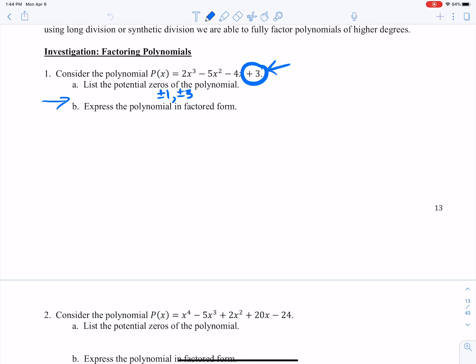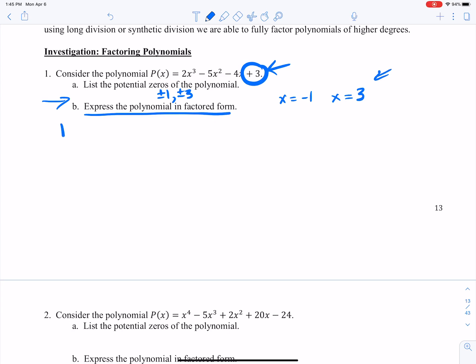Okay, we're back. So, expressing the polynomial in factored form. Again, I could have subbed in +1, -1, +3, -3, and found out which one resulted in 0 from the polynomial. But an easier way to do it was to graph and find out where that graph crossed the x-axis. So I figured out that happened at -1, and that also happened at 3. So I know both of these are factors, because if they're zeros, they're factors.